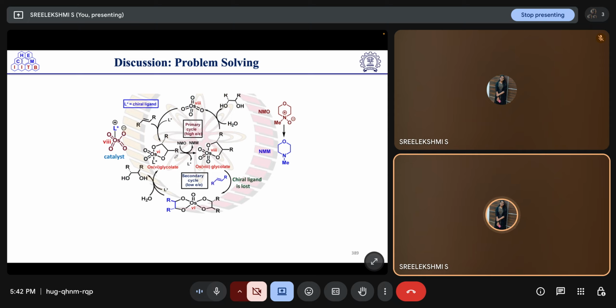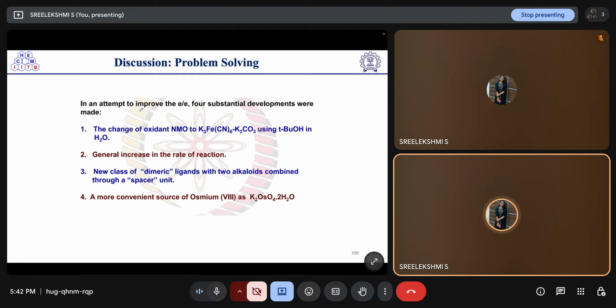So this is the mechanism in which we said this osmium 8 glycolate, without the chiral ligand, can also undergo this epoxidation, dihydroxylation, and that will give less enantiomeric excess overall.